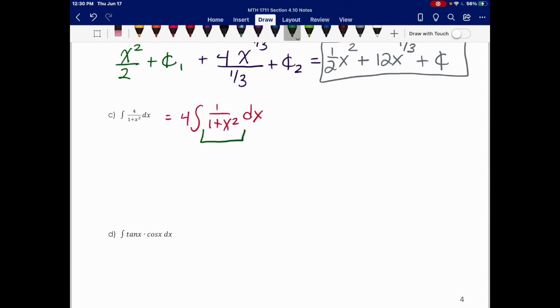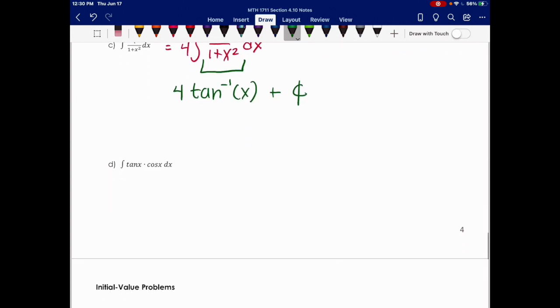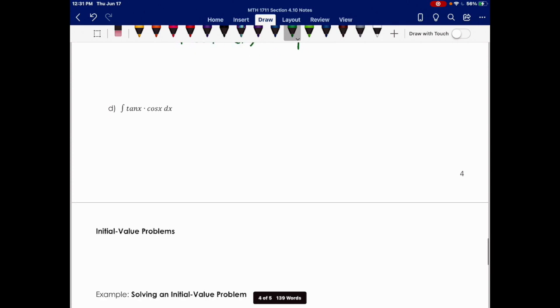And then I know that this is going to give me inverse tangent. And then when I have the 4 in front, that's going to give me 4 times inverse tangent of x. And then I have to add my constant.